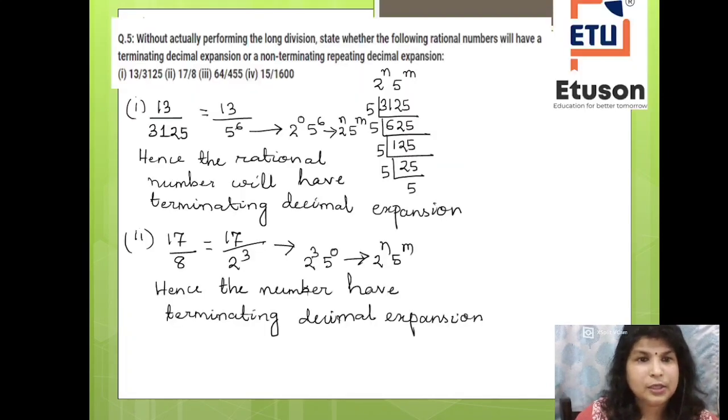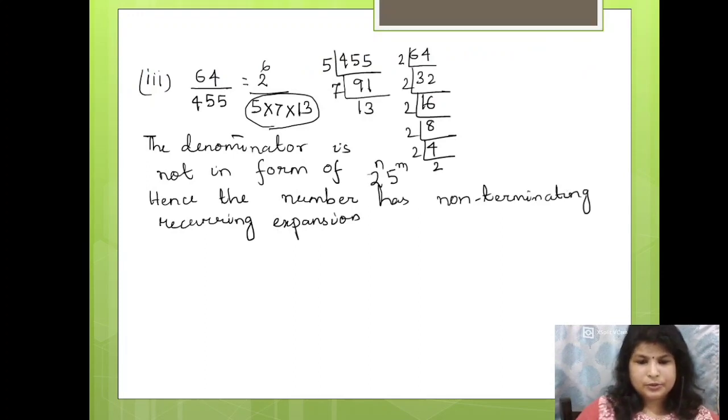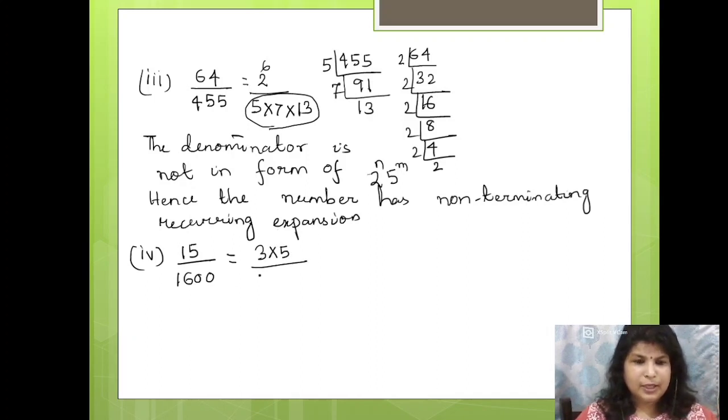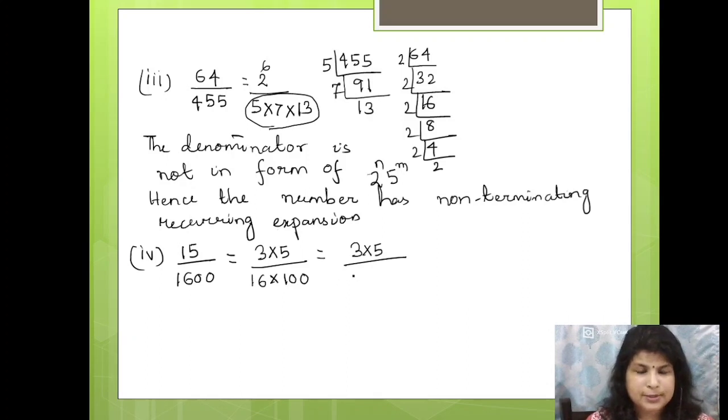What was that? The next question, 15 by 1600. Okay, so let me write 15 divided by 1600. Now the numerator is easy, we can write 3 into 5, correct or not? Now what can we write 1600 as? We can write it as 16 into 100, right? So if we write 16 into 100, this becomes 3 into 5 divided by 16, which is 2 into 2 into 2 into 2, 2 to the power 4, into 100, which is again 4 into 25, so it becomes 2 squared into 5 squared, right?